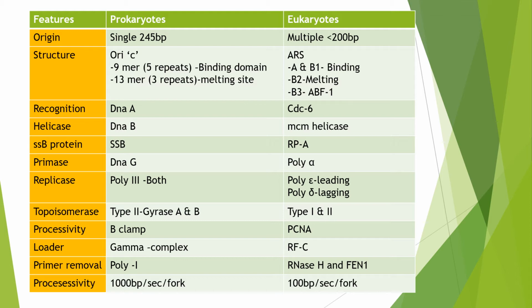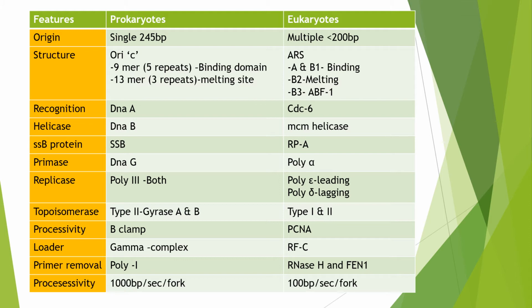Now when we have completed the process, whatever RNA primers are there have to be removed, and that is done by DNA polymerase 1 in prokaryotes. No eukaryotic polymerase enzyme has that activity to remove the primer, so here two new enzymes come: RNase H, which degrades the RNA from an RNA-DNA hybrid, and then flap endonuclease 1, which will remove the last base of that primer.